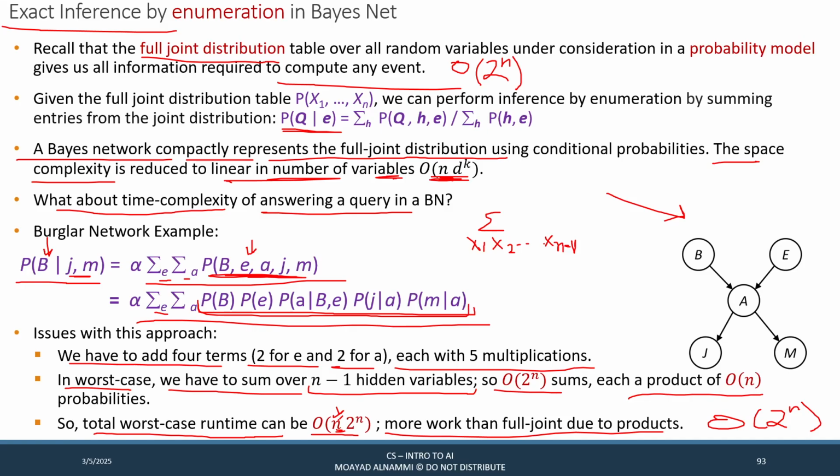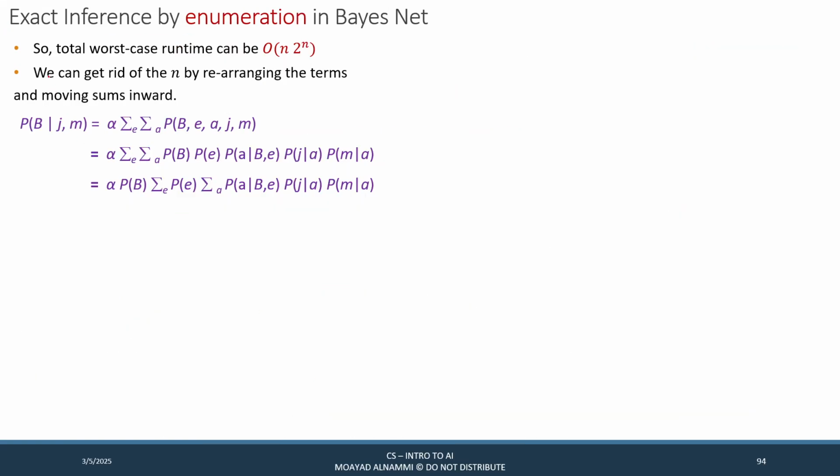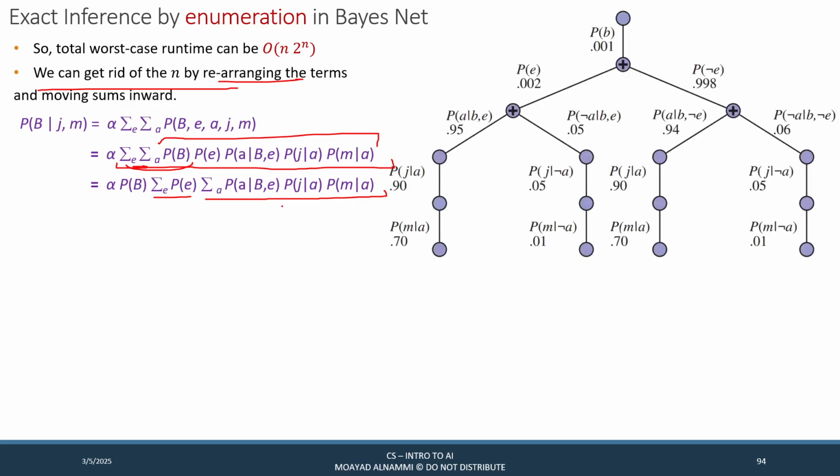How do I remove this n term? Well, we can get rid of the n by rearranging terms. So if you remember, this is my Bayesian network summation. I'm summing 4 terms here, and I need to do 5 multiplications. I want to reduce the number of multiplications. Just move the summation inward. So I'll just move the summation inward, where E is here, and then A is here. If I move it inward, then with this, I can get away with a fewer number of multiplications.